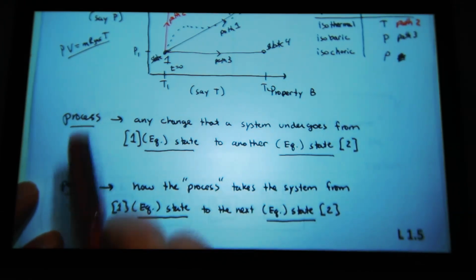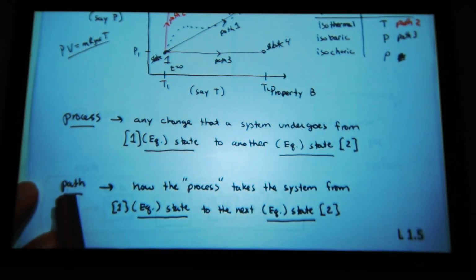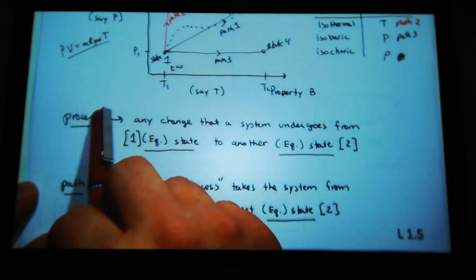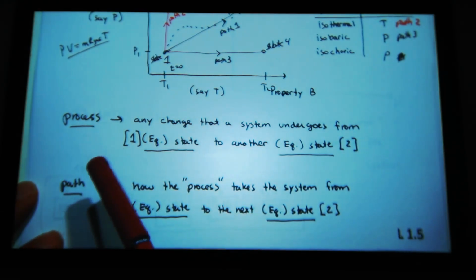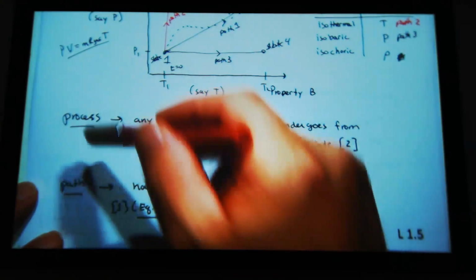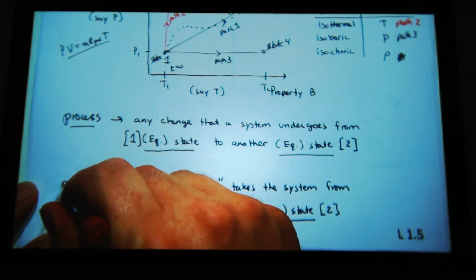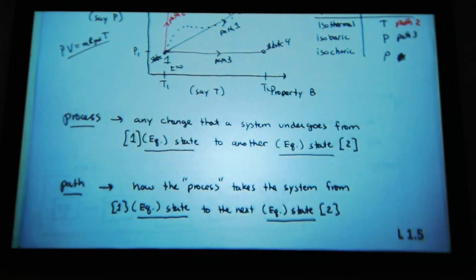So these two are coupled to each other. If I change the process, I change the path, or vice versa. If I change the path, I change the process. It's not really a chicken and egg. It's really: change the process, and the result is a different path from one equilibrium state to the next.